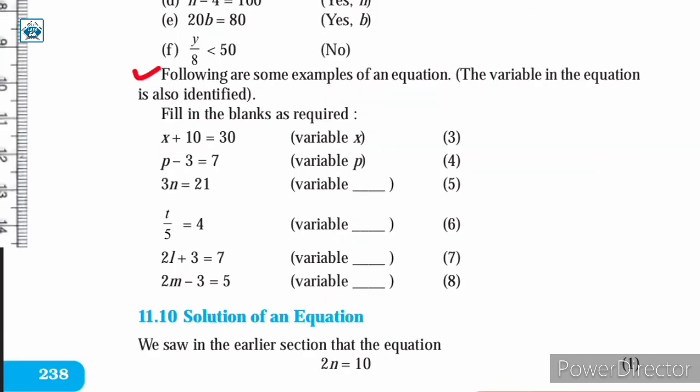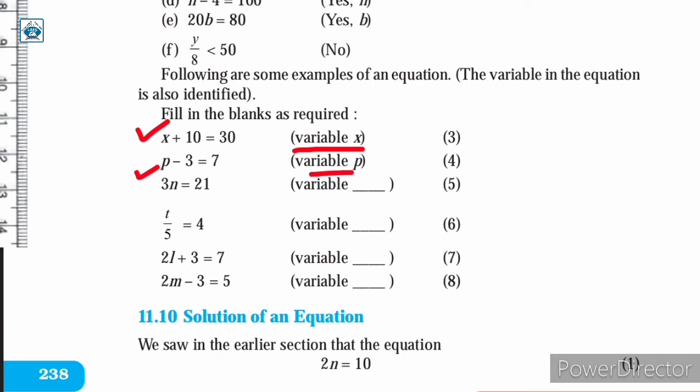Following are some examples of an equation. The variable in the equation is also identified. So we need to fill in the blanks as required. So यहाँ पे we are already given that कि ये सारे क्या हैं? ये equations हैं. हमें variable identify करना है. In the first two cases we are already given the variable. In the first case, when x plus 10 is equal to 30, the variable is x. and when p minus 3 is equal to 7, here the variable is p.